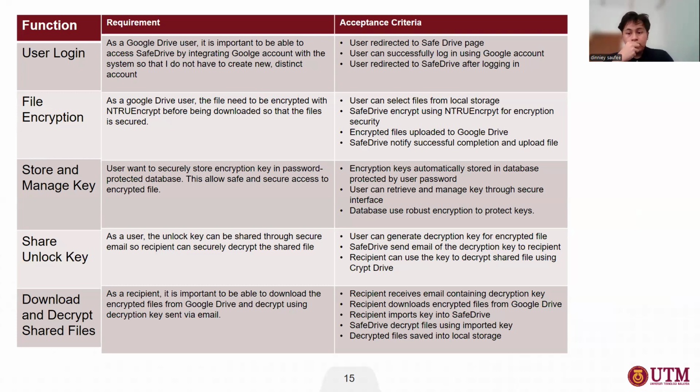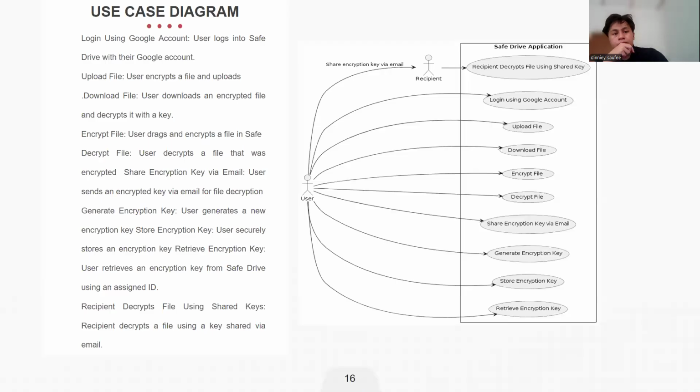For share unlock key, when the user wants to share their key, they can share it by sending an email, etc. And for download and duplicate shared file, as a recipient, it's important to be able to download the encrypted file from Google Drive and decrypt it using the encryption key sent via email. And for the use cases, there are about 10 here: create file using shared key, log in using Google account, upload file, download file, encrypt file, decrypt file, share encryption key via email, generate encryption key, store encryption key, and retrieve encryption key.